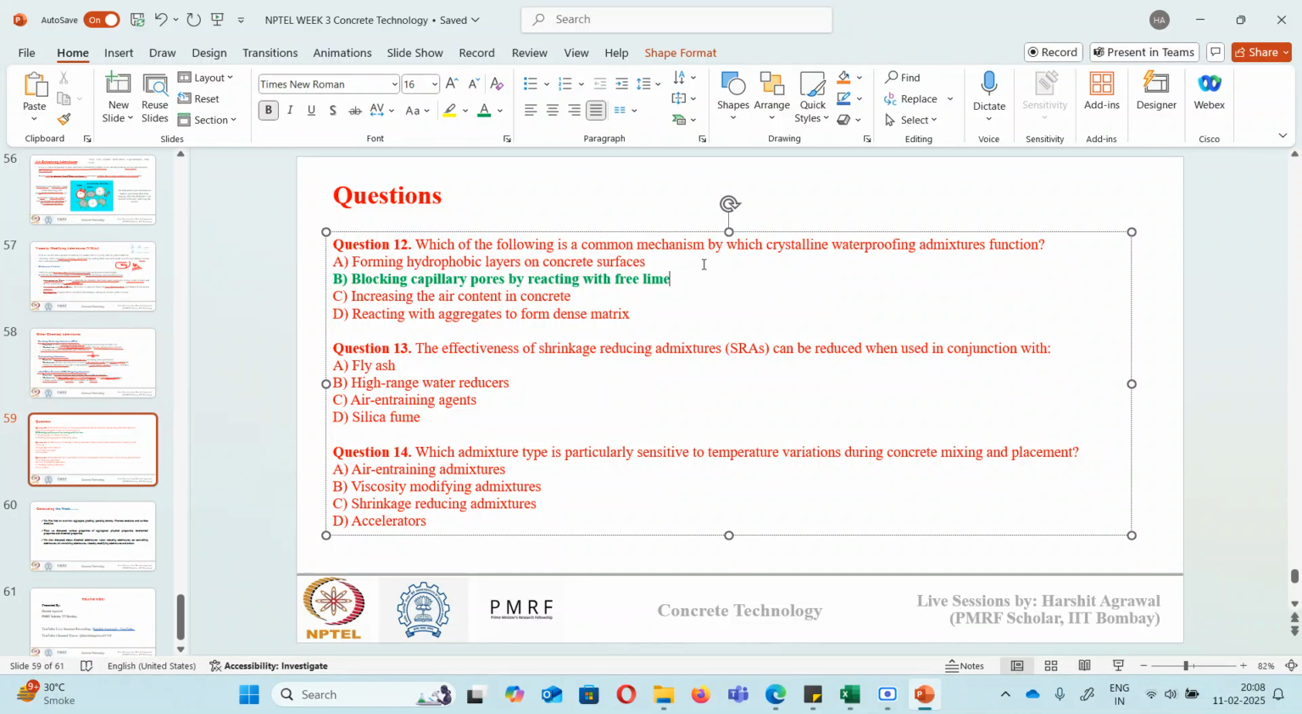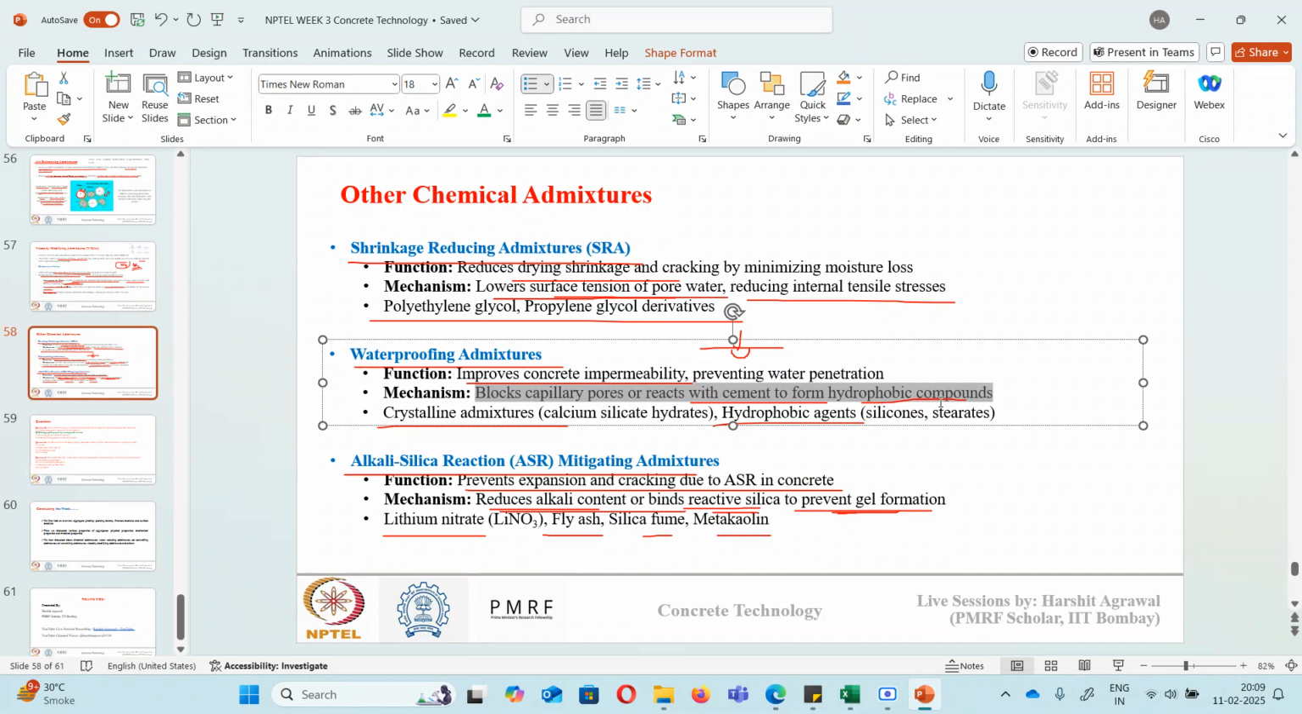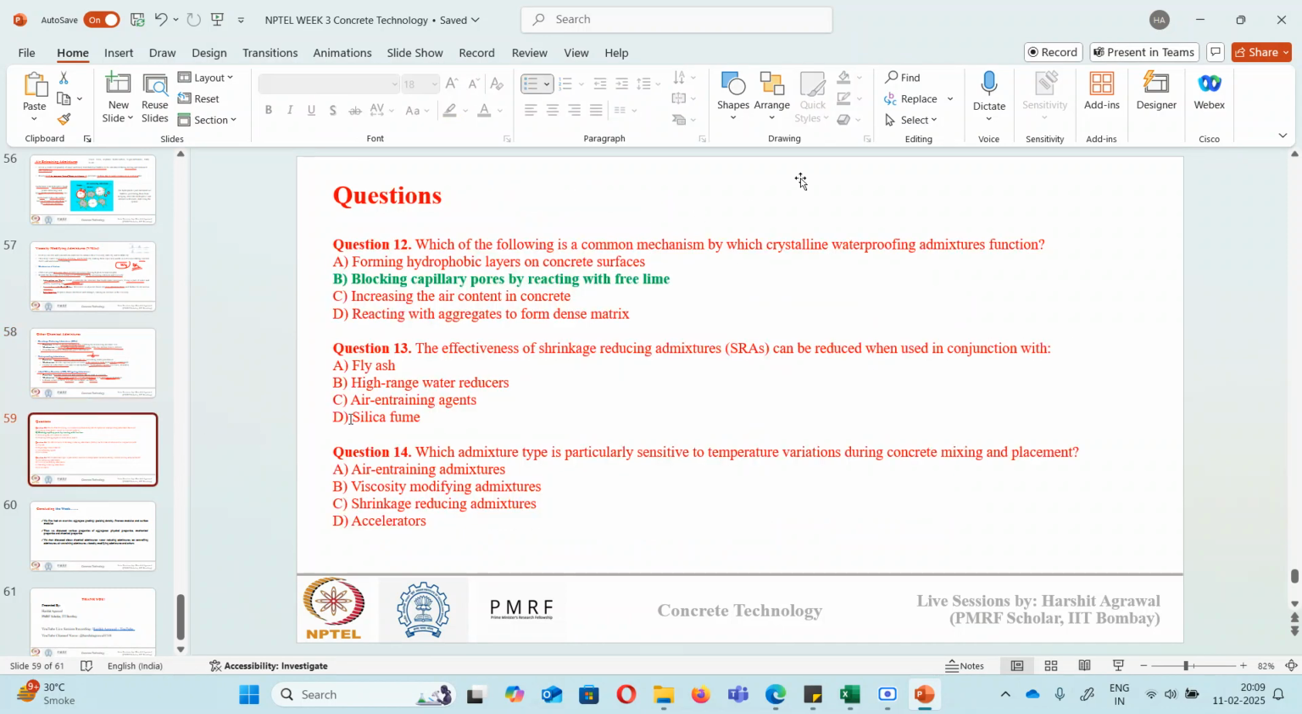So this crystalline admixture reacts with lime to form a crystalline product which is deposited in the pores, which blocks water from penetrating inside, and that's how it shows waterproofing activity. This is the function of a crystalline waterproofing admixture. In the slide I also mentioned that they block the capillary pores or react with cement to form a hydrophobic compound. So the second mechanism acts in crystalline admixtures.